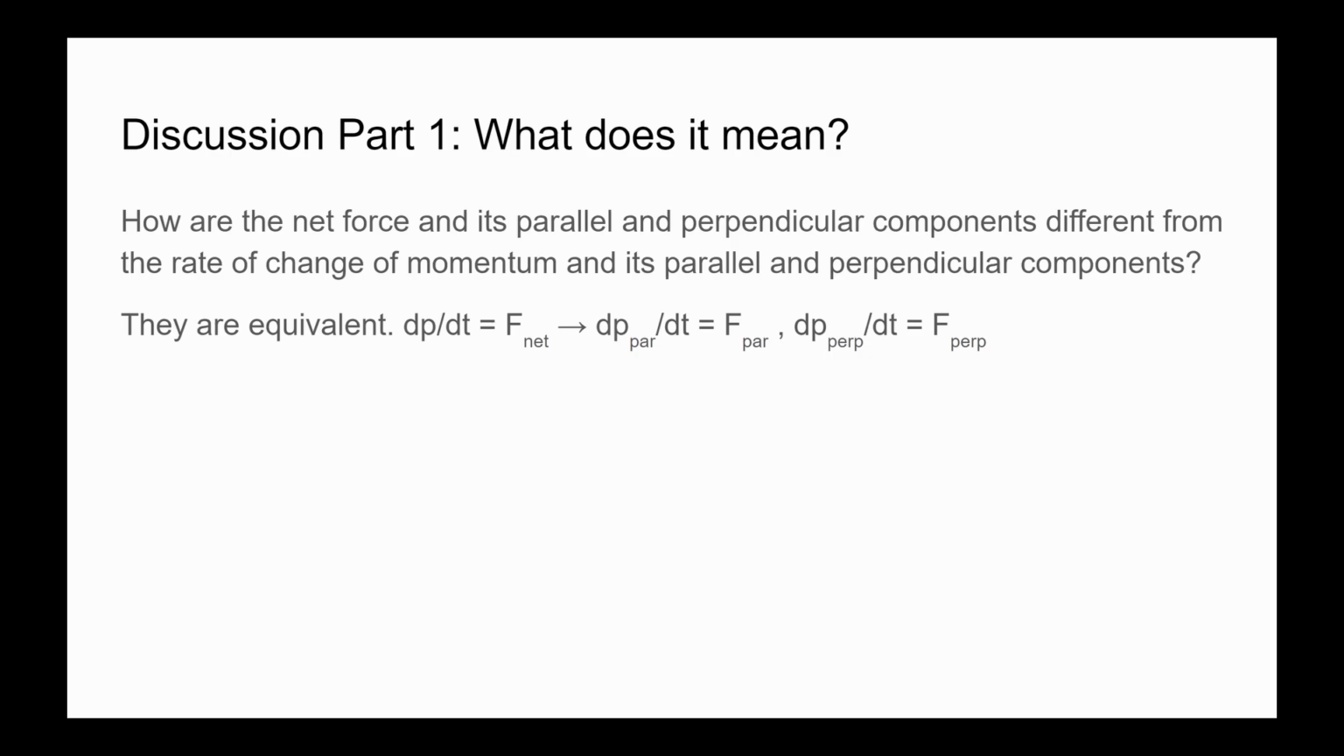For the discussion piece, what does it mean? The parallel and perpendicular components of the force and change of momentum are equivalent because F net is equal to dp dt. So the parallel and perpendicular components will also be equivalent.